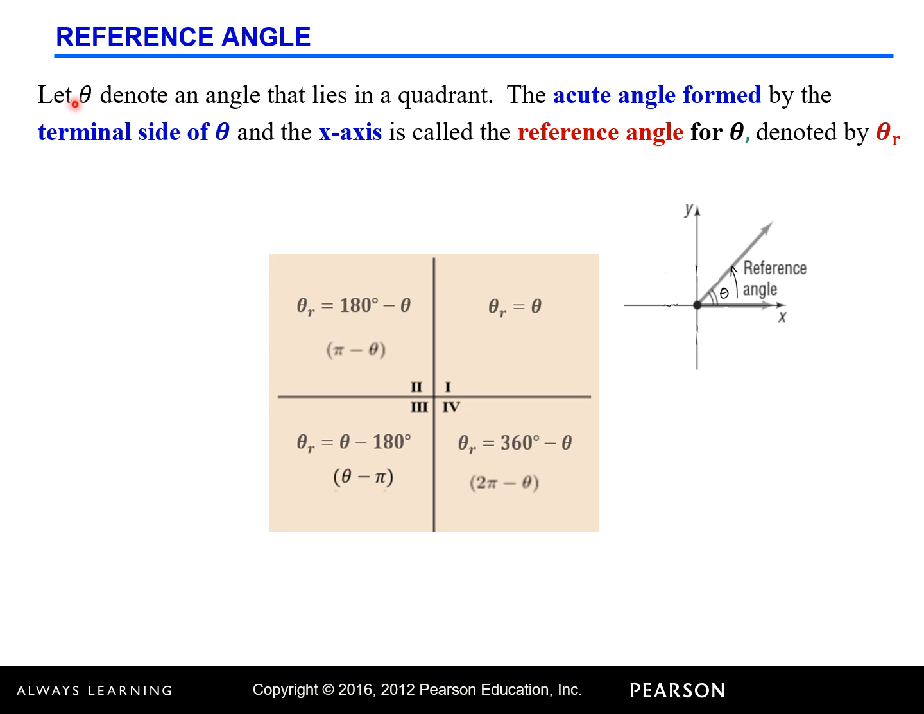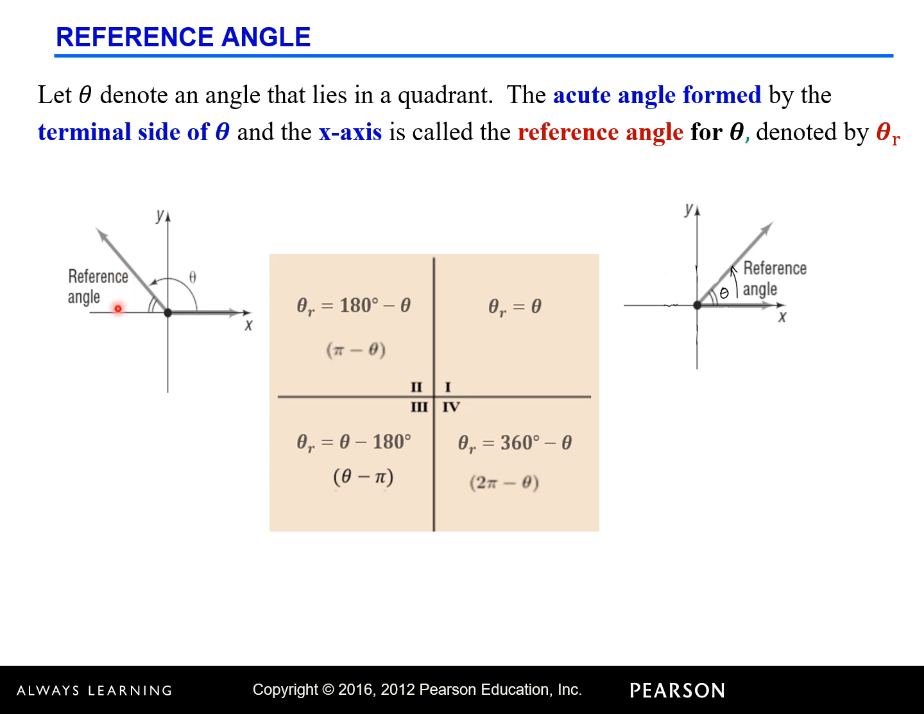So let us define again. Let theta denote an angle that lies in any of the quadrants. The acute angle formed by the terminal side of theta and the x-axis is called the reference angle for theta, denoted by theta sub r. So if the angle lies in quadrant 1 and it's already acute, the reference angle is the given angle theta. And if the angle lies in quadrant 2, the reference angle is this part.